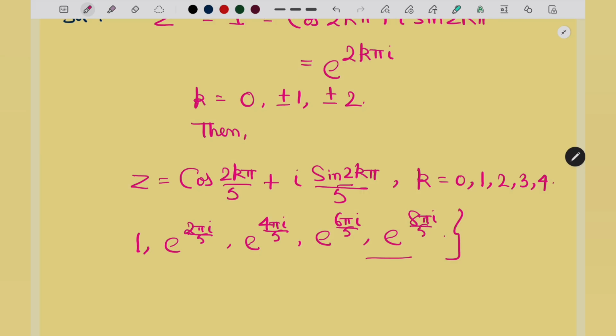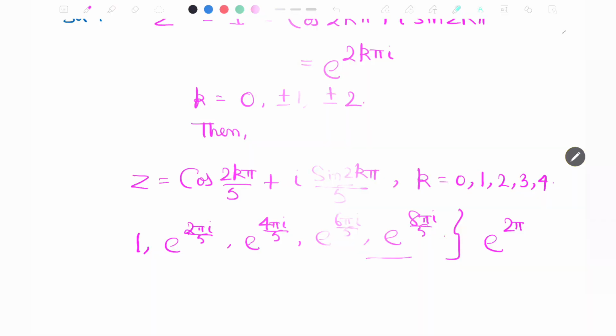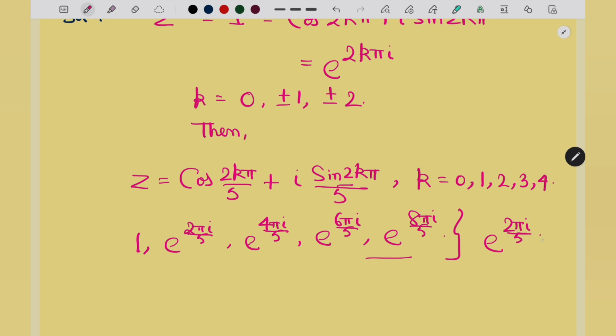Now we can also say e to the power 2πi/5 is omega, so therefore 1, omega, omega square, omega cube, omega to the power 4 is the answer.